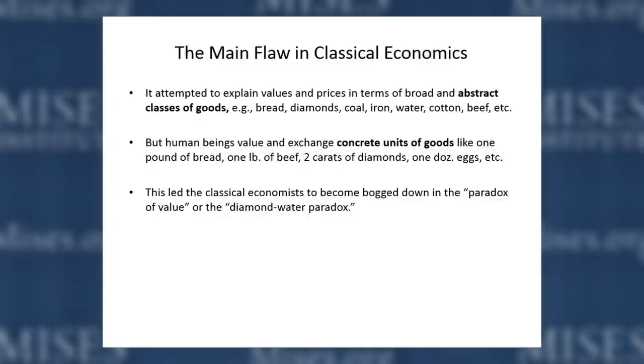Okay, what was the main flaw in the classical system, which was really the fountain of their other mistakes? Basically, they attempted to explain the value of goods in abstract classes. So, you know, diamonds were valued as a class of goods, okay? And so they would ask the question, why are diamonds more valuable than bread?